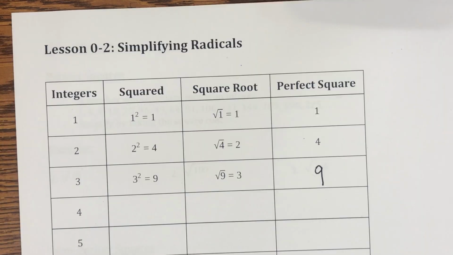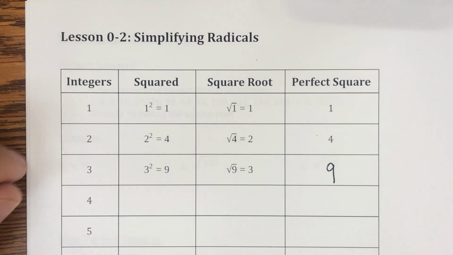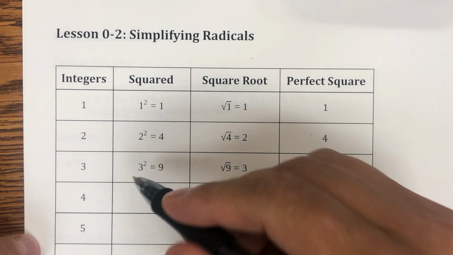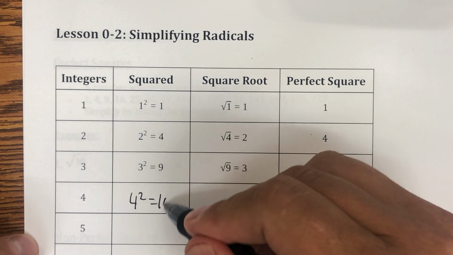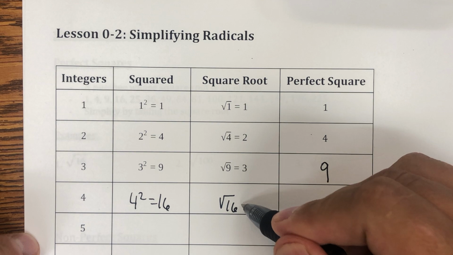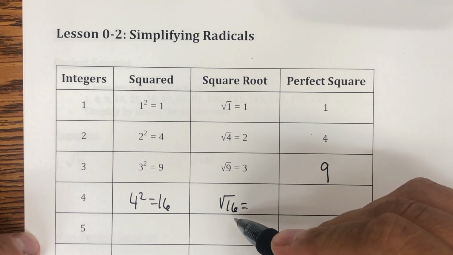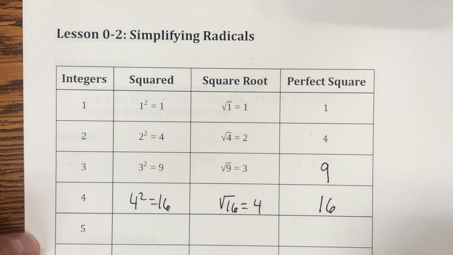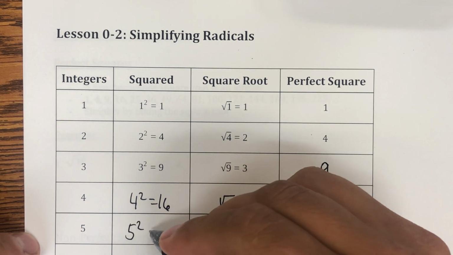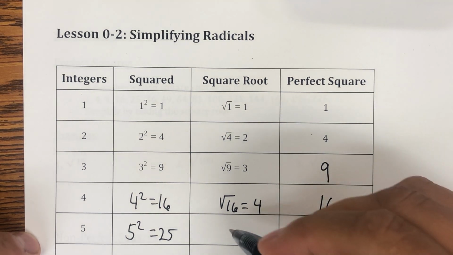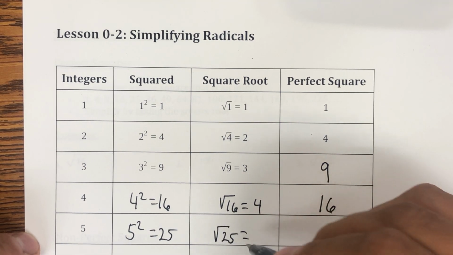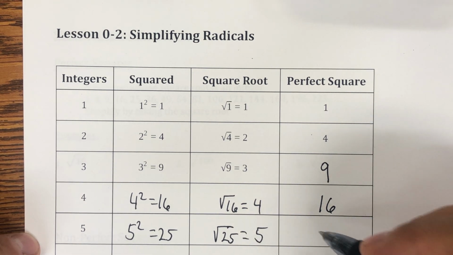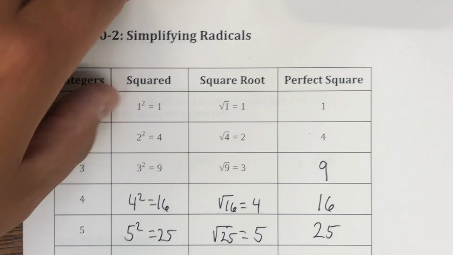I'm just going to work through this chart with our integers, and as we go up, we'll see which numbers are perfect squares, and those are found by squaring a number. So 4 squared is equal to 16. The square root of 16, what number times itself is 16? Well, that'd have to be 4. So 16 is also a perfect square. 5 squared, 5 times 5 is 25. If I take the square root of 25, we should see a pattern here. One number times itself is 25. That has to be 5. So 25 is a perfect square.